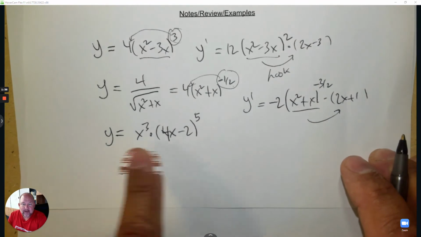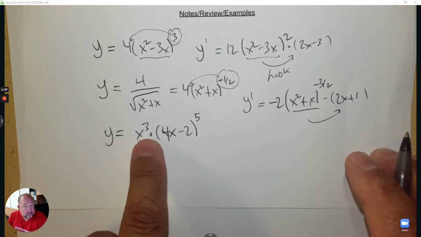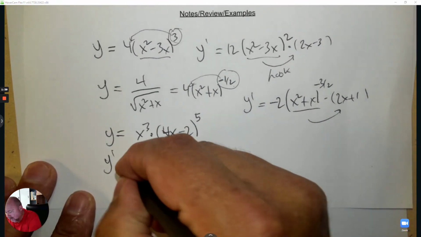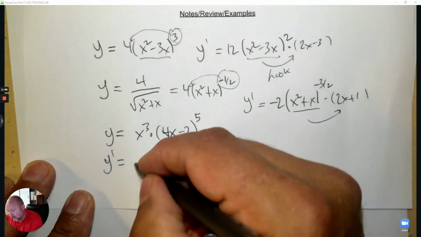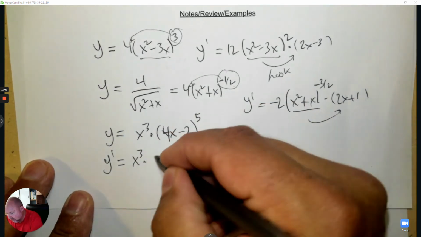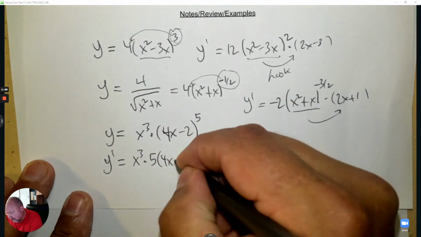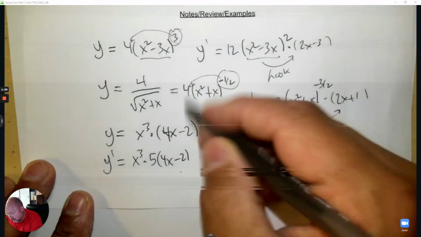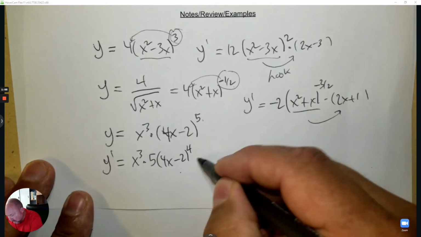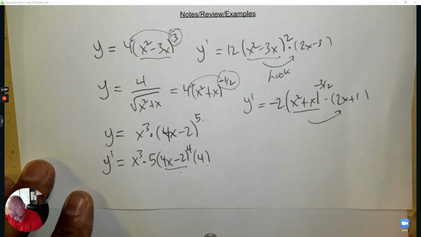So in this case, I'm going to have a hook from that base, but I'm also multiplying. So I need to know both the product rule and remember the chain, the hook that goes with it. So the product rule is the first times the derivative of the second. We're going to do 5 times 1 in front, copy the base, subtract 1 from the exponent, and then the hook. The derivative of that base needs to be included.